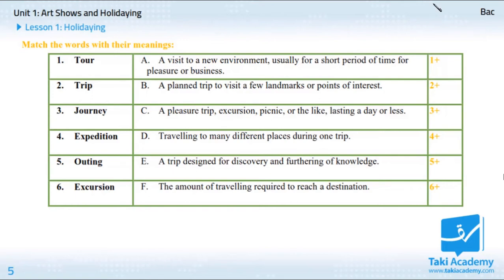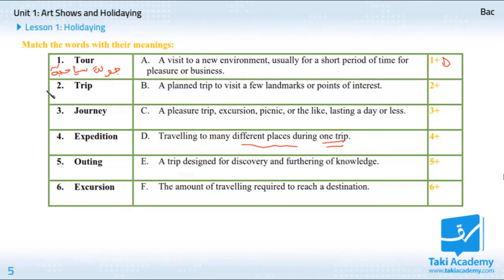So, which definition is the definition of the word tour? Tour goes with D. Traveling to many different places during one trip. So, if you go on a tour of a country or on a tour of a continent, you go to different places during one single trip. Okay? We can translate this in Arabic by saying this.